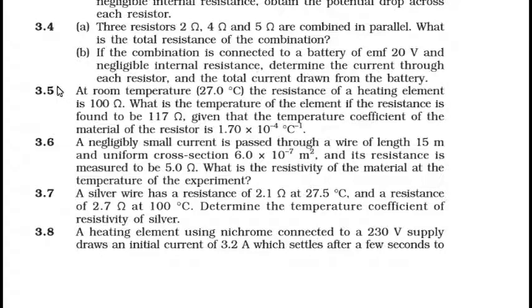Now let us see question number 3.5. At room temperature 27 degrees centigrade, the resistance of a heating element is 100 ohm. What is the temperature of the element if the resistance is found to be 117 ohm? Given that the temperature coefficient of the material of the resistor is 1.7 into 10 to the minus 4 degree centigrade minus 1.